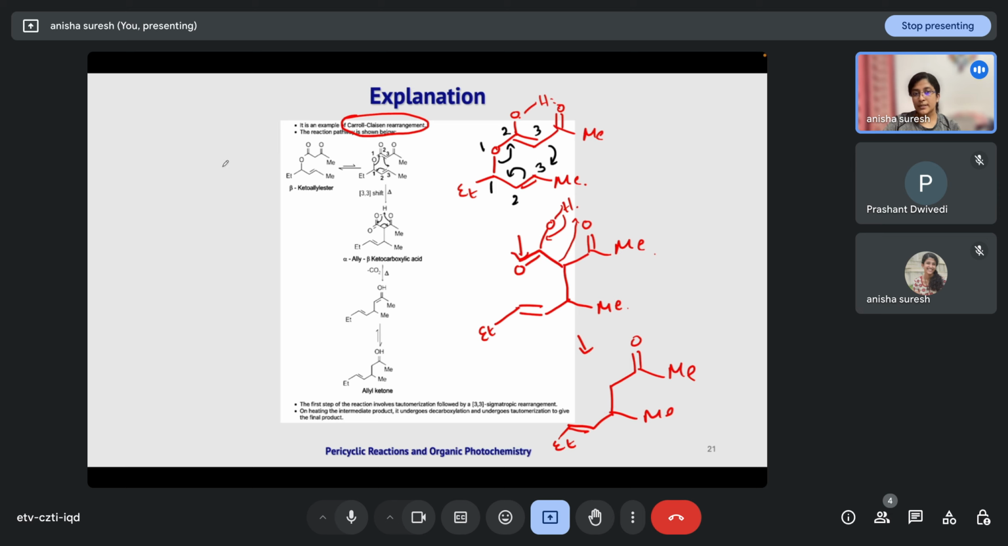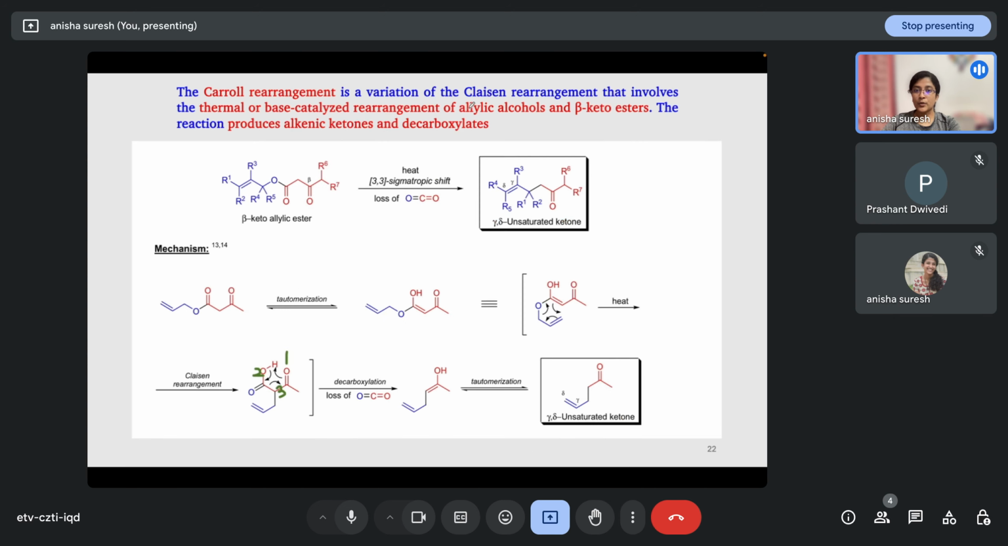So this question was an example of Carroll-Claisen rearrangement. Now let us see what is Carroll-Claisen rearrangement. It is a variation of the Claisen rearrangement. It involves a thermal or base catalyzed rearrangement of allylic alcohols or beta keto esters, and it produces alkenic ketones. A decarboxylation reaction will take place, resulting in the final product. So a beta keto allylic ester, as we have seen in the example, will undergo a 3,3 sigmatropic shift, resulting in the loss of CO2, and it will produce a gamma delta unsaturated ketone.